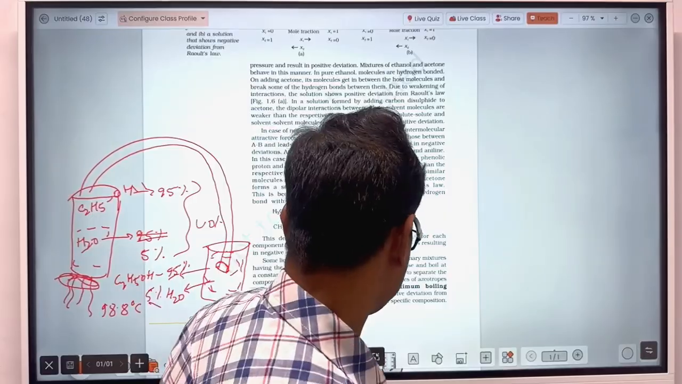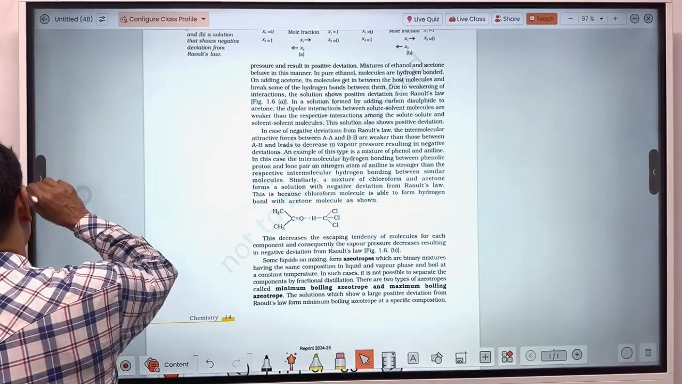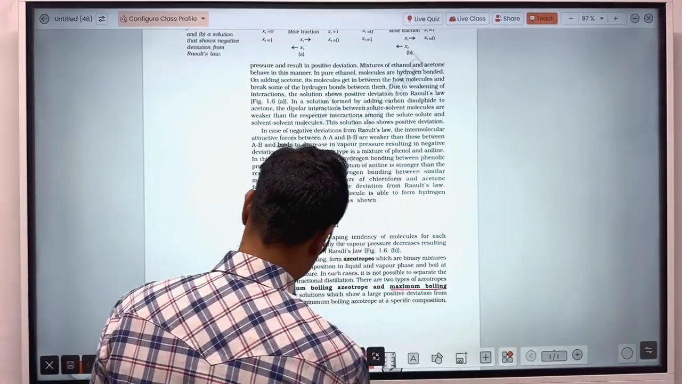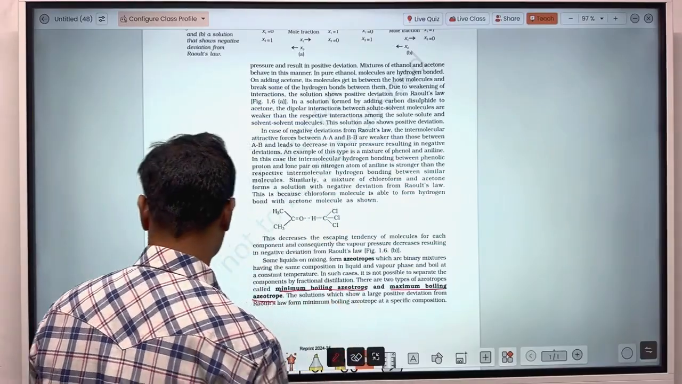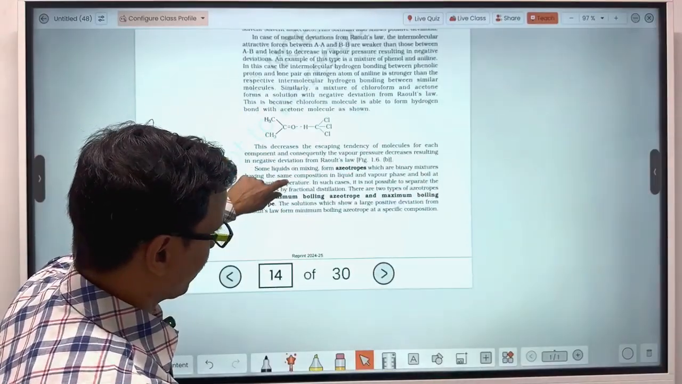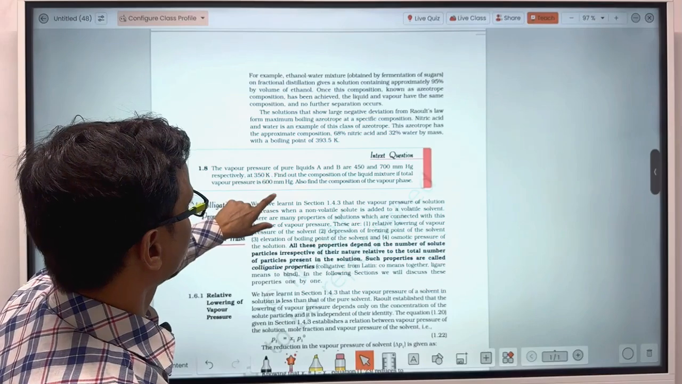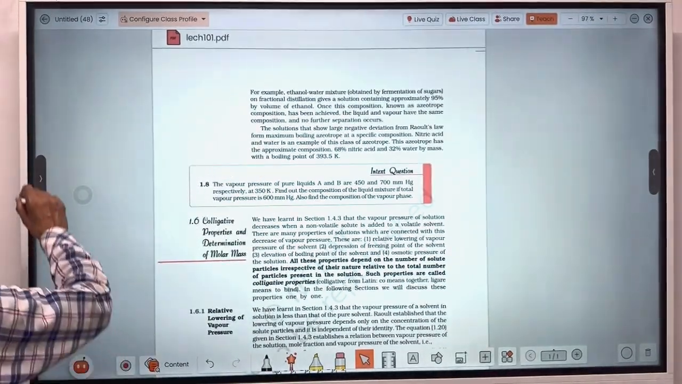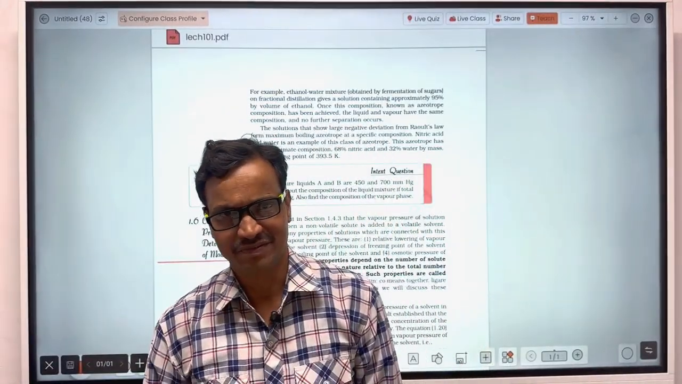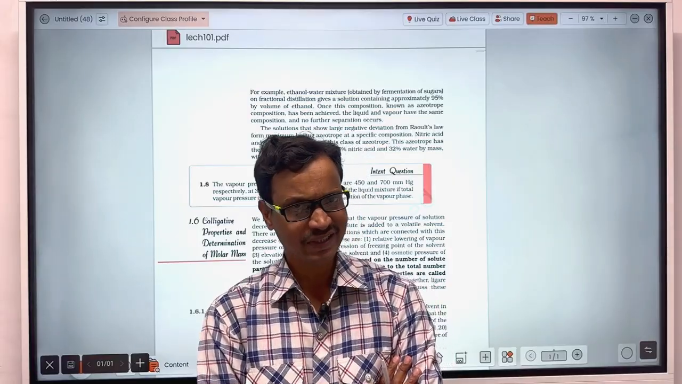Okay. Now, azeotropes are of two types, maximum boiling azeotropes and minimum boiling azeotropes. As the name indicates, maximum boiling azeotropes means the boiling point will be greater than both the liquids, and minimum boiling azeotropes means the boiling point will be lower than both the liquids.